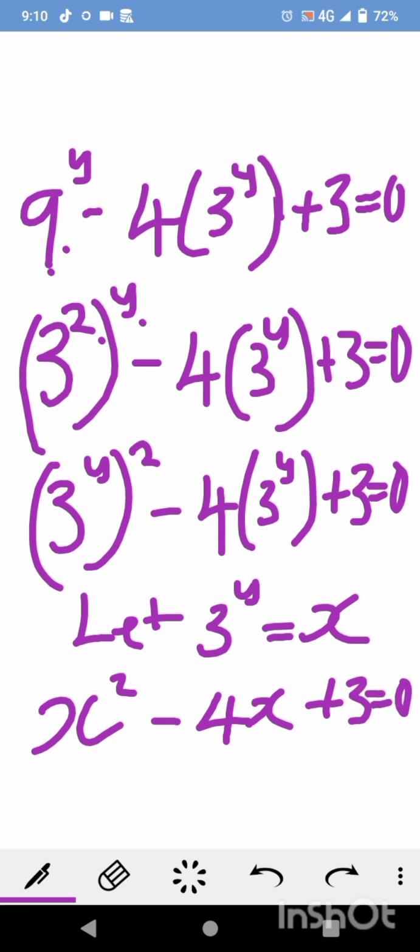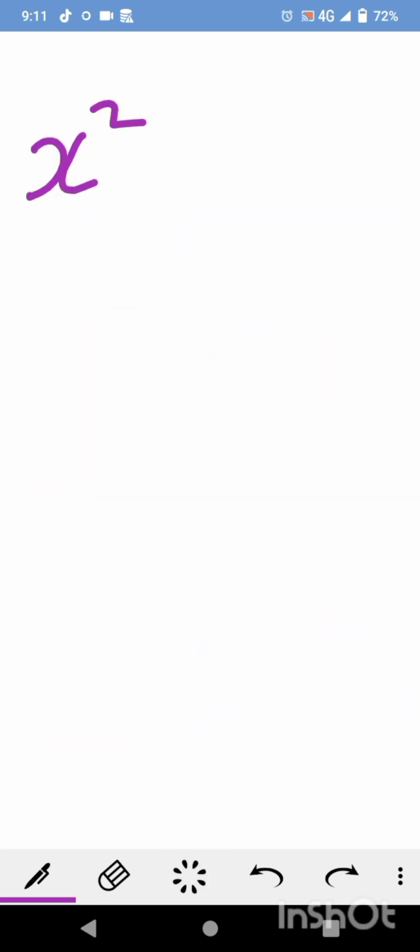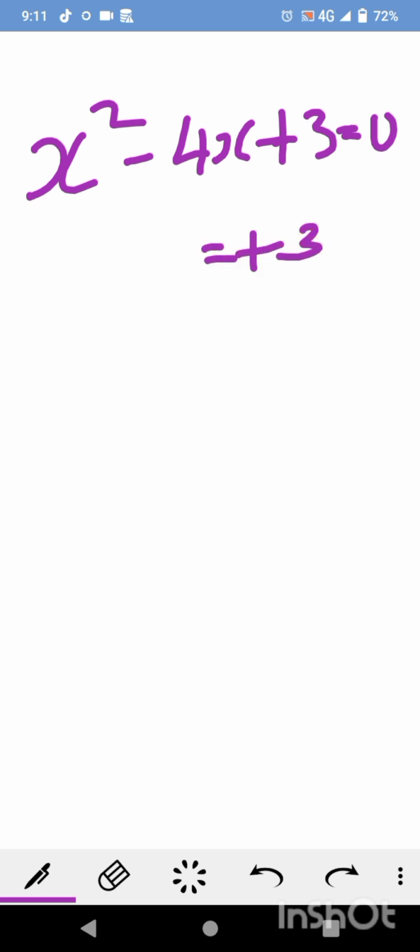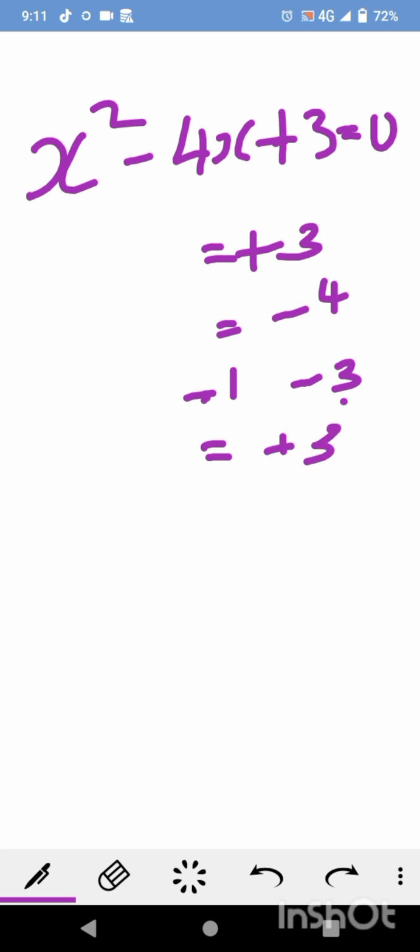Okay, let's factorize now. X squared minus 4x plus 3 equals to 0. Now the two numbers we are looking for are factors of plus 3 that add up to minus 4. And the numbers that will go for that are minus 1 and minus 3. So that minus 1 times minus 3 will give you plus 3, and minus 1 plus minus 3 will give you minus 4.